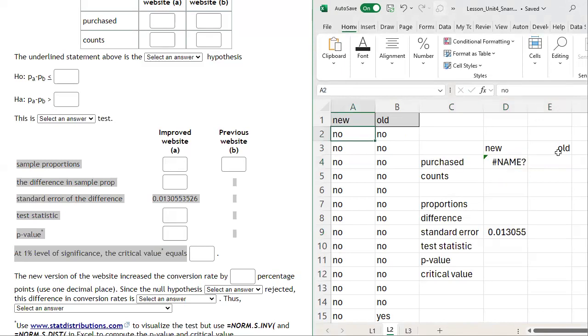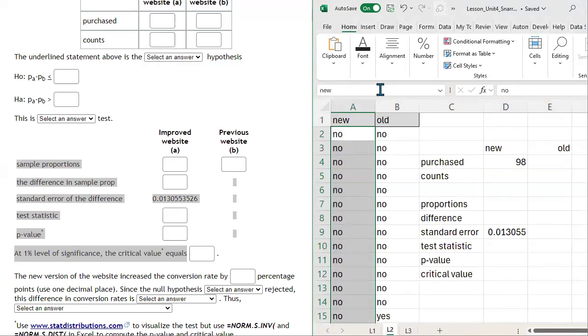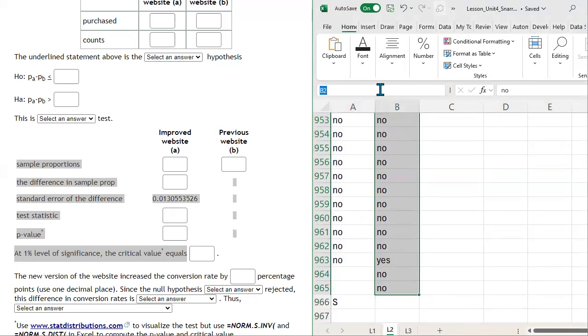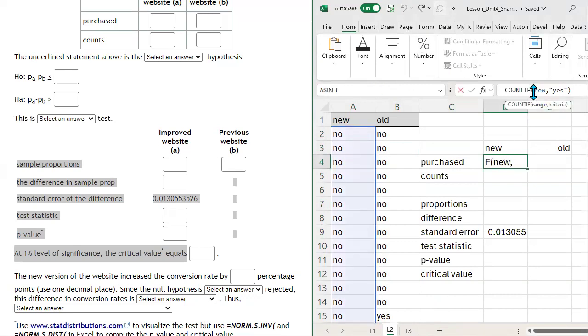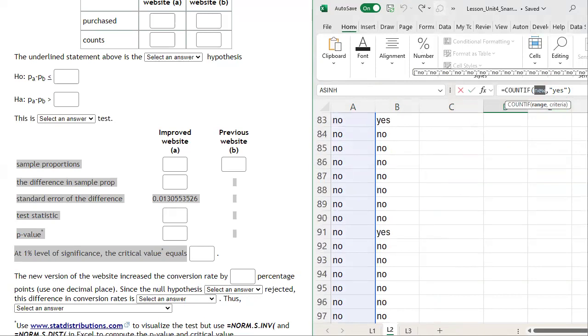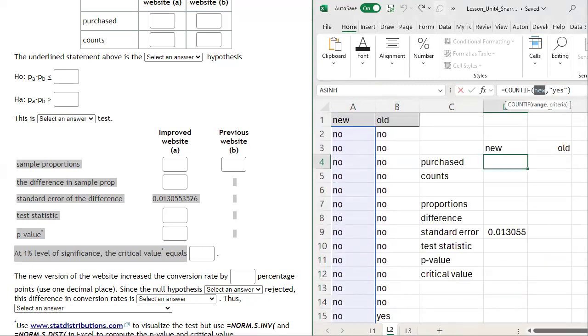Let's highlight these no's and yeses. We'll name that set new. And we'll highlight these no's and yeses and we'll name them old. Okay, notice what happens when I click on this now. New is now defined. And new website is this blue box here, right? It's kind of everything in the blue box.